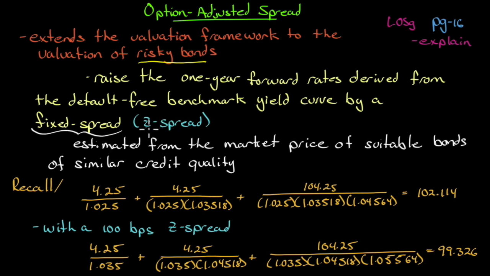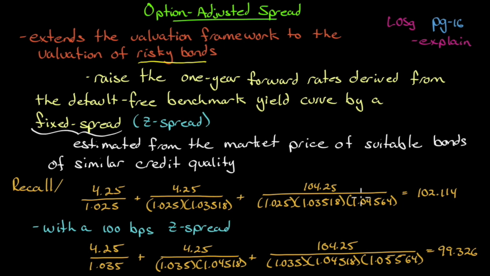And how much do we raise the rates by? What's the size of the Z-spread? Well, what we do is we estimate that spread from the market price of suitable bonds of similar credit quality. So we take our risky bond and we say, well, what's out there? What's close to this? This one is close to this and it has a price of this, so let's try to extract this price from the tree. And we add a certain amount to every discount rate, and we see if we can extract that price. If we can't, we just recalibrate the spread and we try it again.